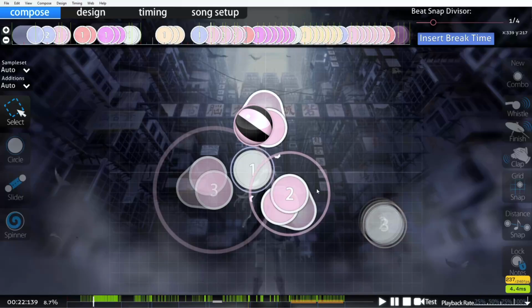Why do they? Spike with curves. What about the intersex sliders? I don't know about those, man.